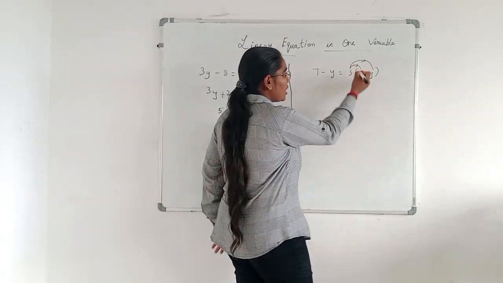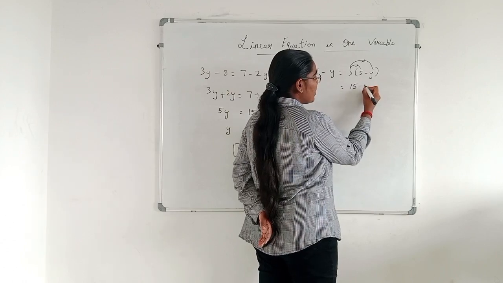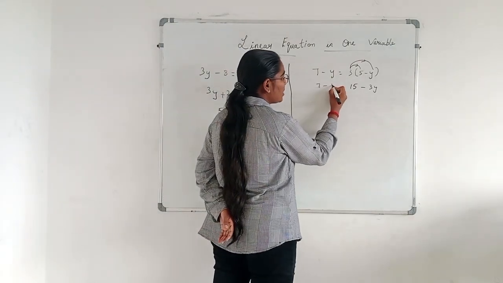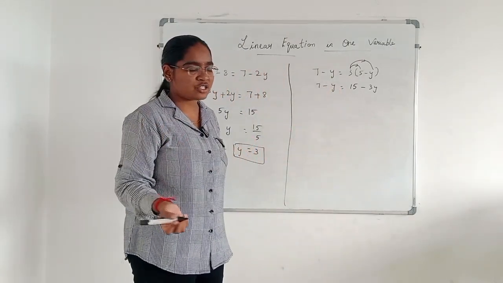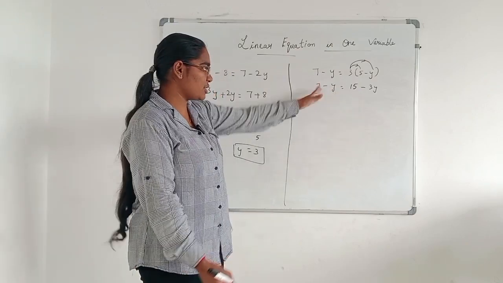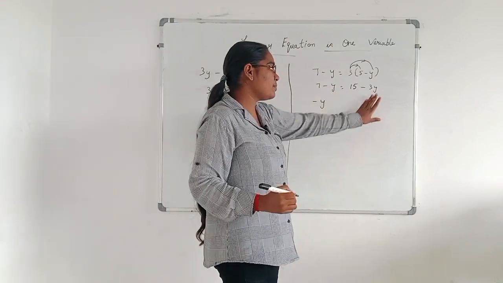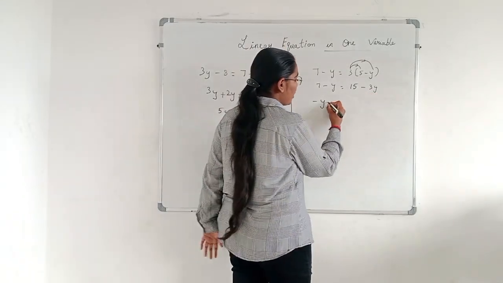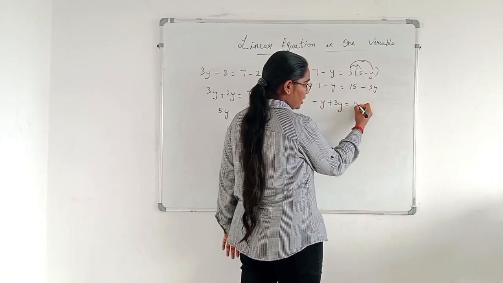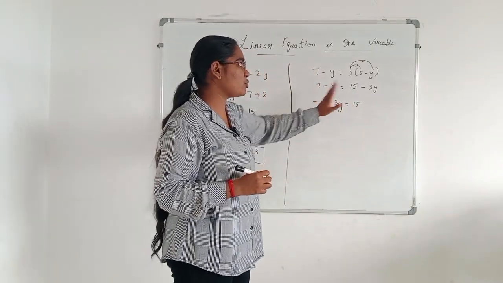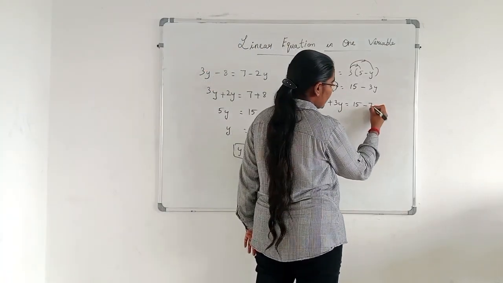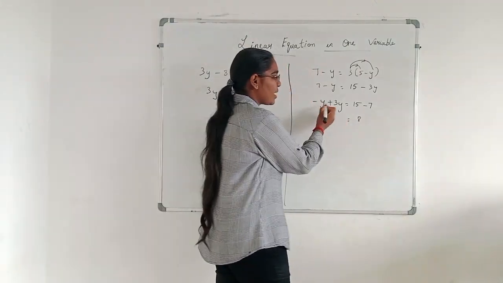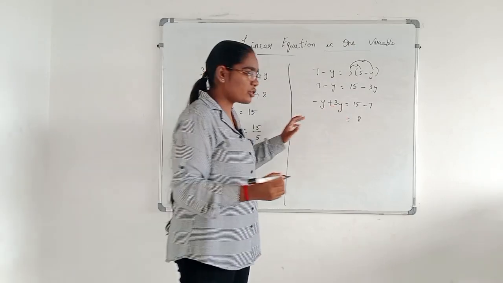So 3 into 5, 15. In a similar way, minus 3 into y, minus 3y. And on the left hand side, 7 minus y. As usual, keep the variable on one side. So minus y stays minus y. Here minus 3y is there, so when it moves to the left hand side, it will become plus 3y. Next 15, when this plus 7 moves to the other part, it will become minus 7. So 15 minus 7, what will you get? 8. Next, minus y plus 3y, what will you get?